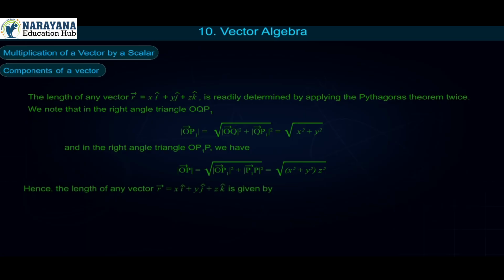Hence, the length of any vector, vector R is equal to xi cap plus yj cap plus zk cap, is given by modulus of vector R is equal to modulus of xi cap plus yj cap plus zk cap, which is equal to square root of x square plus y square plus z square.